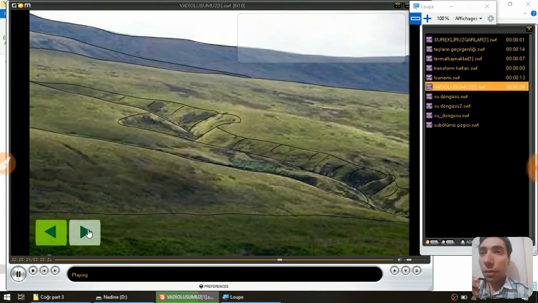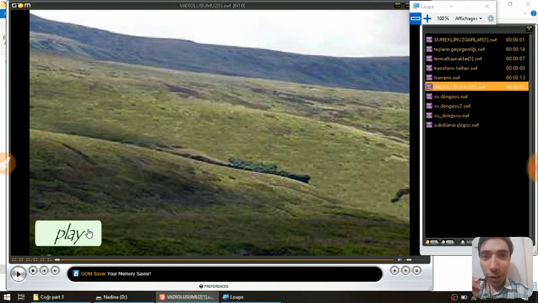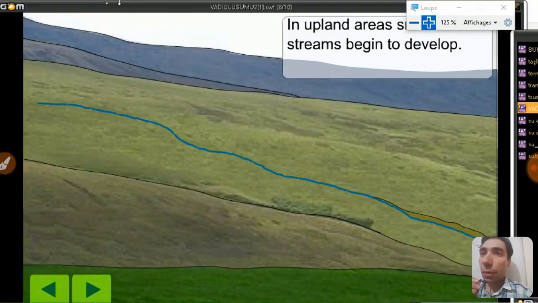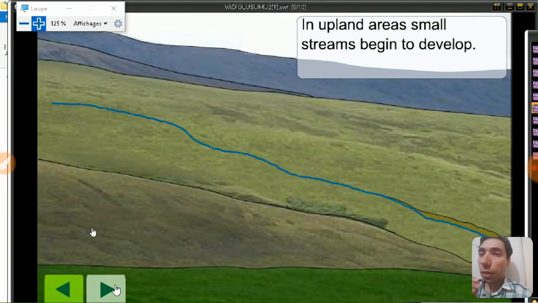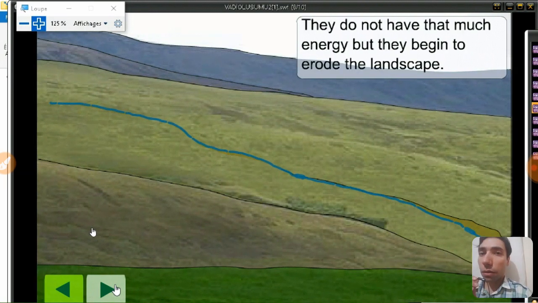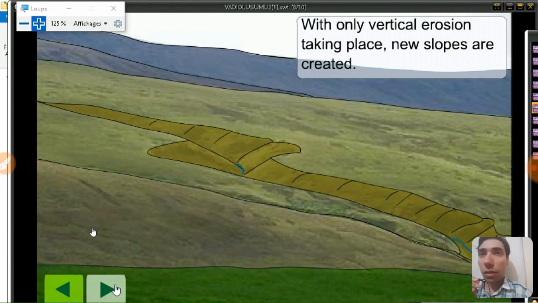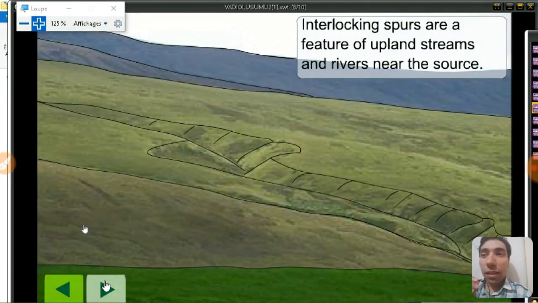Did you understand? I can reply it back. Okay, let's have a look at it again. This is a real small amount of water in upland areas. Streams begin to develop up the mountains because of condensation up the mountains. So they do not have that much energy. The stream cuts down. There is a little shape and the interlocking spurs line up with one another. It is obvious.